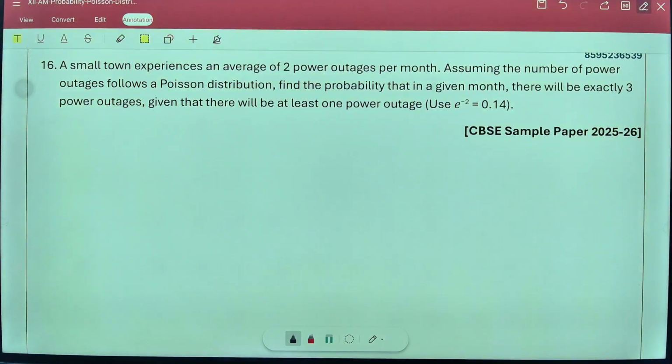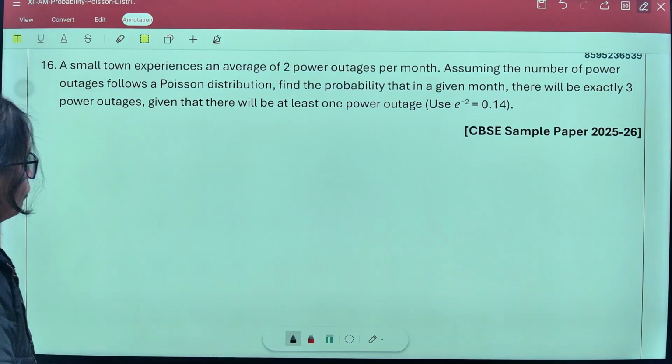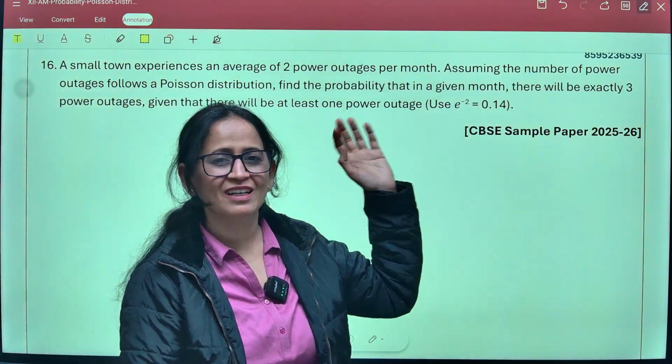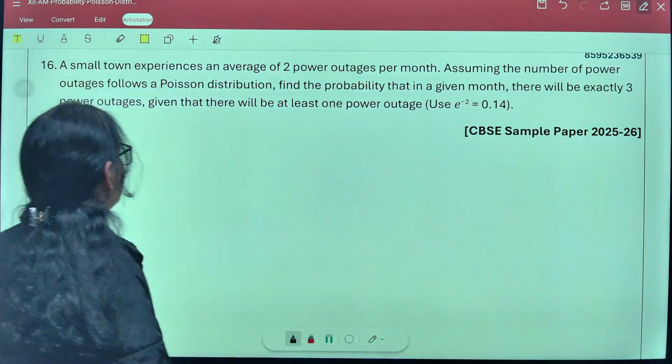A small town experiences on an average 2 power outages per month. Assuming that the number of power outages follows a Poisson distribution, find the probability that in a given month there will be exactly 3 power outages, given that there will be at least one power outage. Now this is a very different question and a very important one. Please understand what you need to find out and what is given.